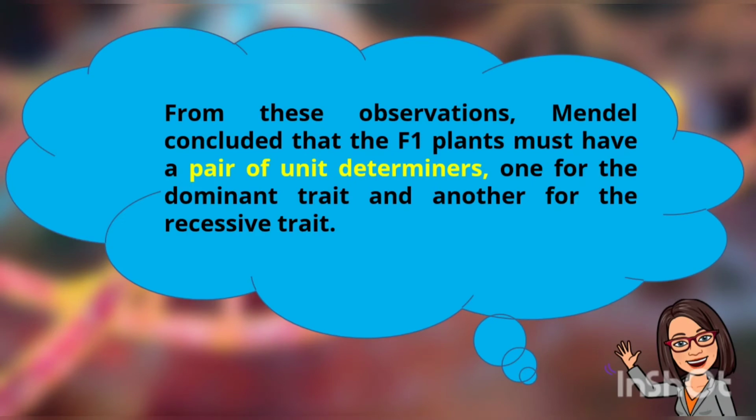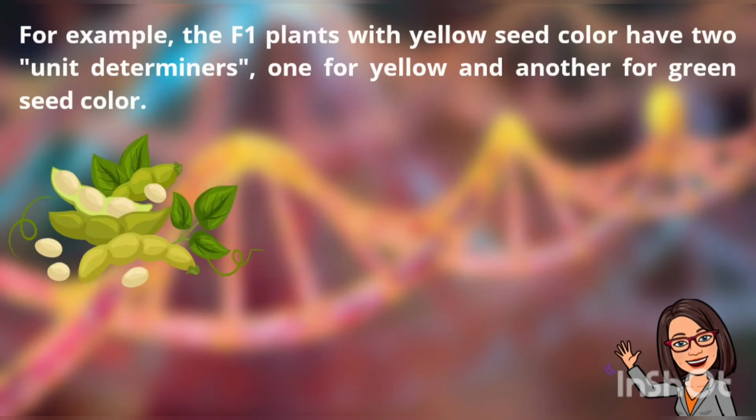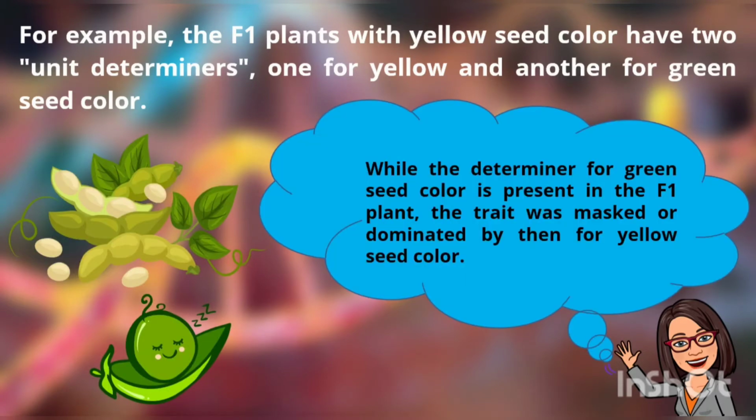From the observations, Mendel concluded that the F1 plants must have a pair of unit determiners, one for the dominant trait and another for the recessive trait. For example, the F1 plants with yellow seed color have 2 unit determiners, one for yellow and another for green seed color. While the determiner for green seed color is present in the F1 plant, the trait was masked or dominated by that for yellow seed color.